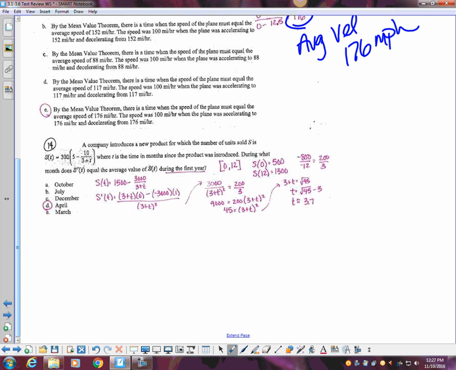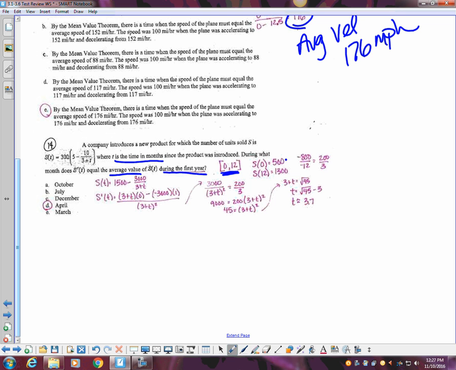Number 14, a company introduces a new product for which the number of units sold S is given, where t is the time in months since the product was introduced. During what month does the derivative equal the average value? Anytime you see average value, you know that you're going to be finding the slope. This is during the first year, but time is in months, so my interval is 0 to 12. So I'm going to find S of 0, which I got 500, and S of 12, which I got 1,300. So I now have 2 points.